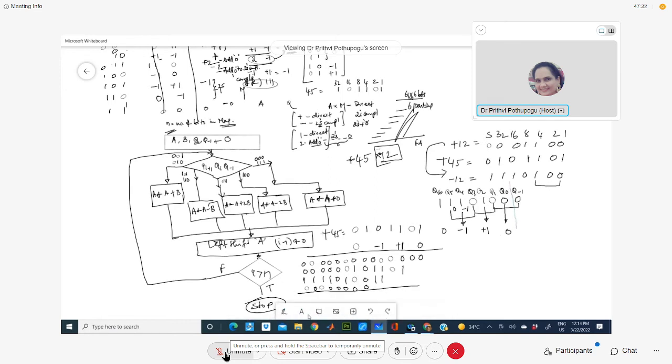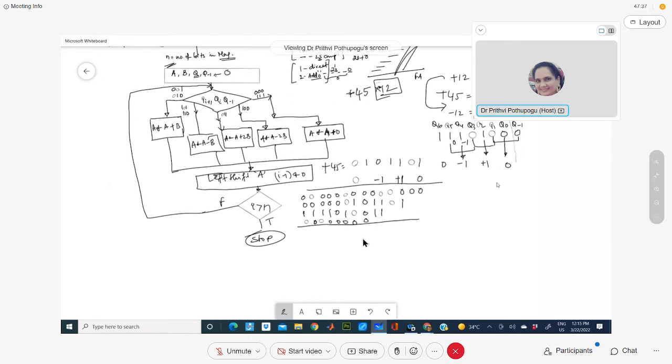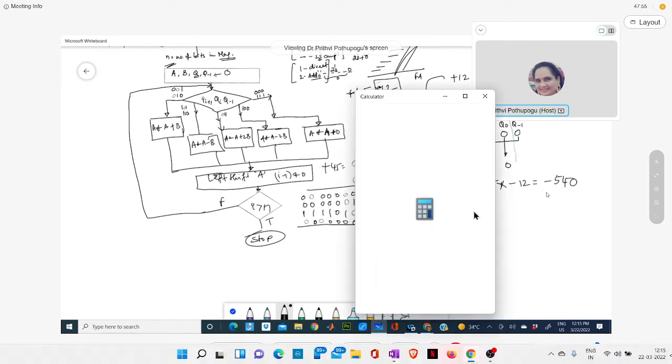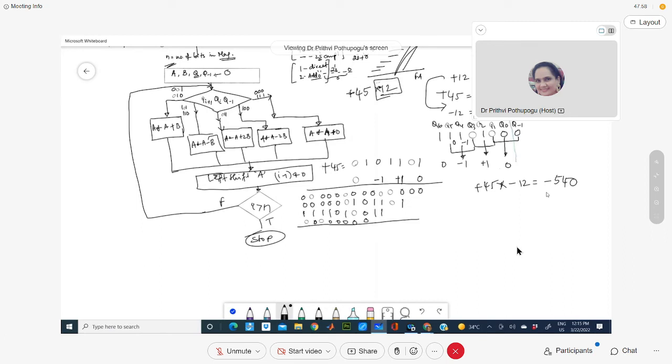Okay. Now, what is the result we will be getting when it is 45 into -12? Negative 45 times 12, I think it is 540. Minus 540. What is minus 540? First of all, you have to take plus 540, and from that get minus 540. Minus 540 means the 2's complement of plus 540. Now, am I right?